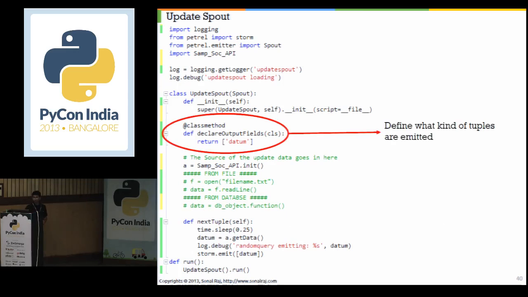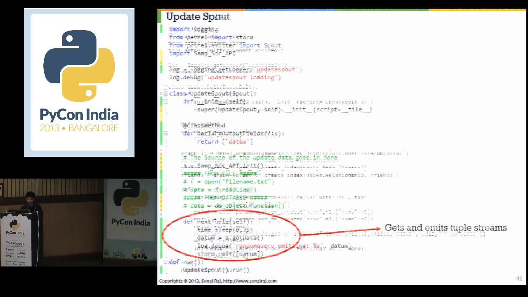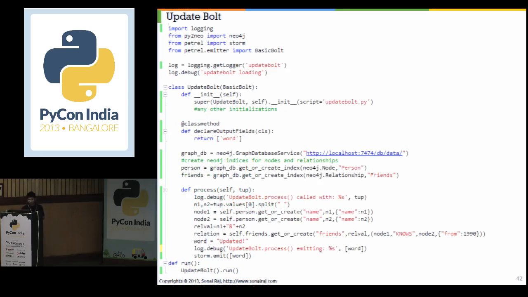So this defines what kind of tuples are being emitted, and this gets and emits the tuple streams. Next you have an update bolt. Here it's almost the same thing, just we have a difference in the methods. Instead of the next tuple method, in a bolt you have the process method, and all your code regarding how you get the data from the database, how you send it to the database, how you write back, everything is mentioned in the process method.